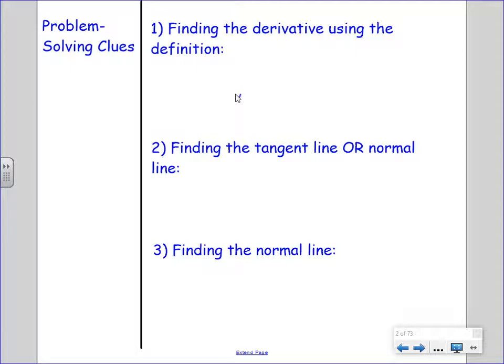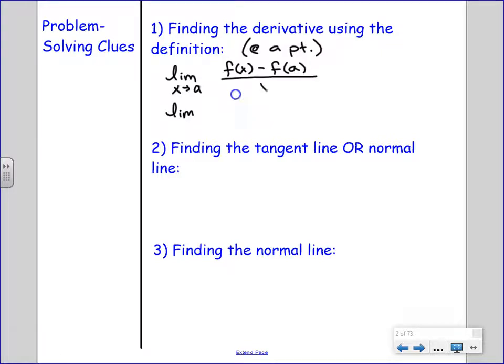Problem solving clue: find the derivative at a point. Nice thing is I think we just wrote this down a few days ago, and there's 2 different variations. You can either have x approaching a constant, which could be something like a, and you could have your f of x minus f of a all over x minus a. That's one variation. What was the other one again?